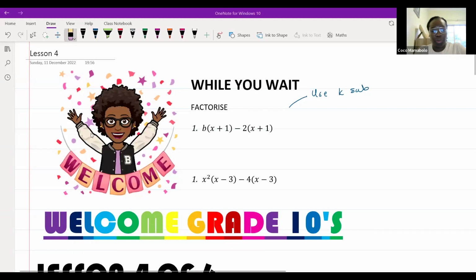Good. So we're going to first, we can do K substitution for the first one, or we don't have to. It's common bracket. If your teachers taught you how to do common bracket, you can do that. But I want us to learn how to use K substitution because it's quite nice. Right. So we're going to say let K equal the thing in the brackets. So we're going to make let K equal x plus 1. Right. So wherever I see an x plus 1 in this first question, I'm going to replace it with K.